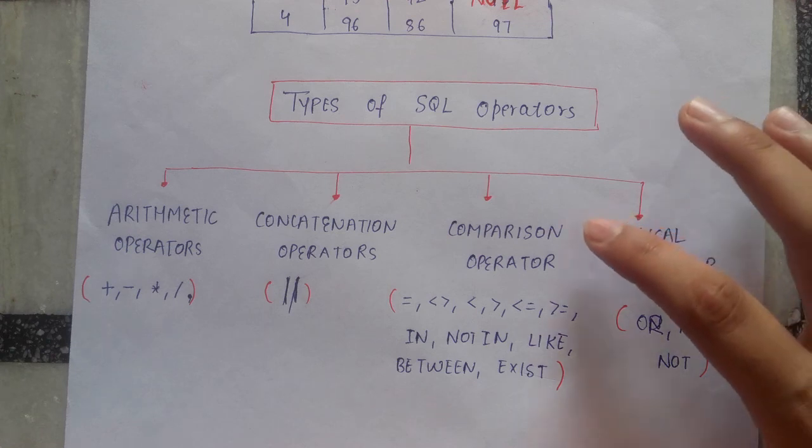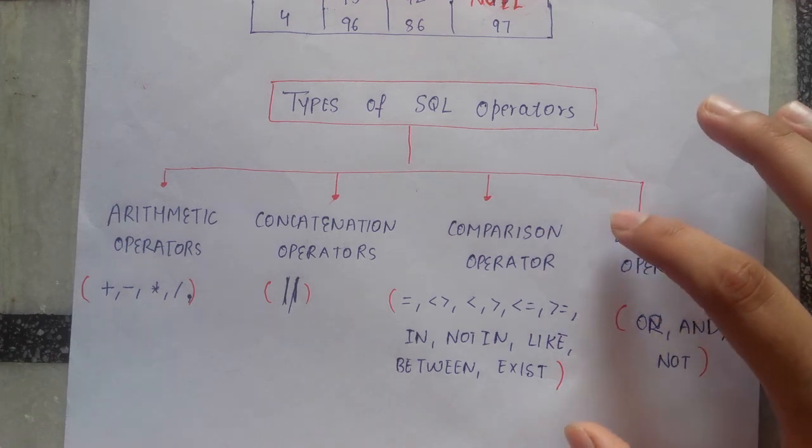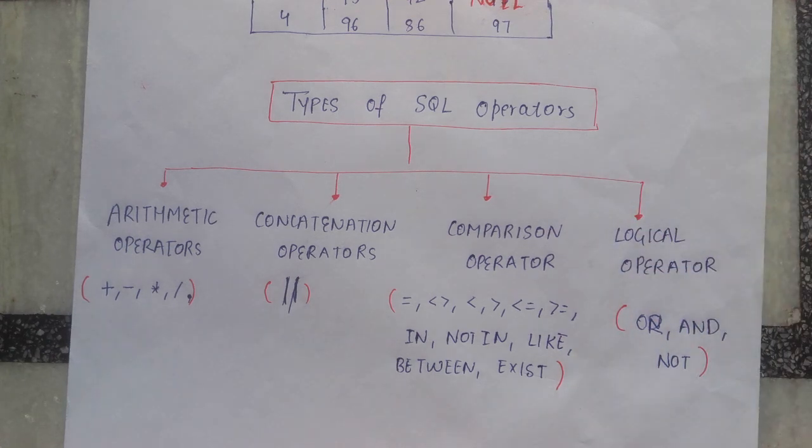Now the next one is the comparison operator. What will it do? It is used to compare the values. For example, if a table consists of a salary column and we want to get those employees whose salary is less than 20,000, greater than 20,000, equal to 50,000 and so on, for that purpose we use all these symbols.